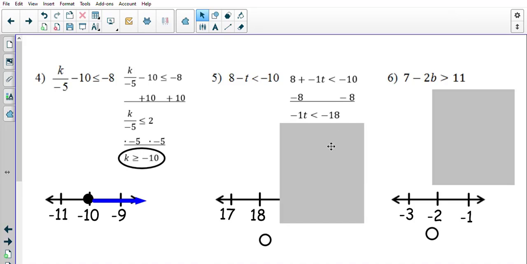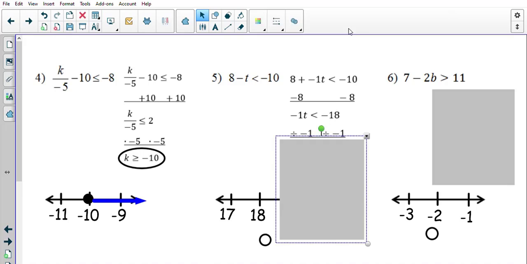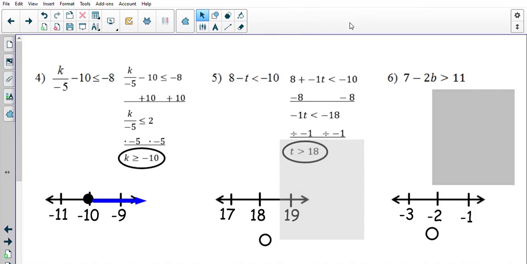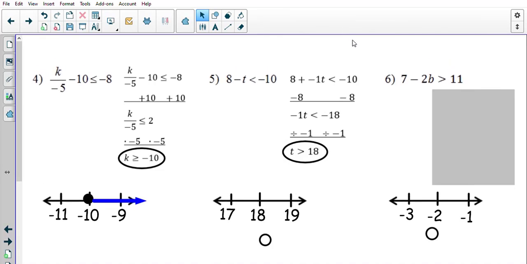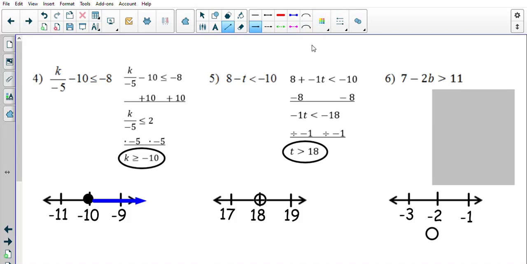The inverse of multiplying by negative 1 is to divide by negative 1. And because we divided by a negative number, we need to flip that inequality symbol around. And this is going to get us t is greater than, negative 18 divided by negative 1 is going to get us positive 18. Now this one is going to be an open circle for us. Bear with me, my computer is getting stuck there. We're going to have an open circle again because it's greater than and not equal to in this case. And again, since it's greater than, we're going to be shading to the right. So let's go ahead and add our arrow in there.